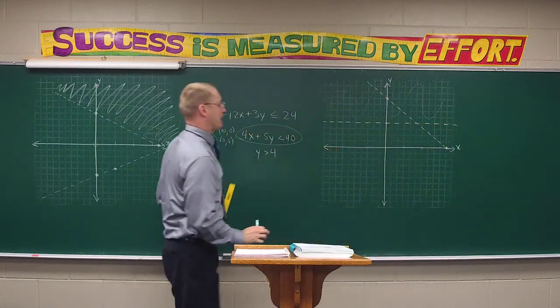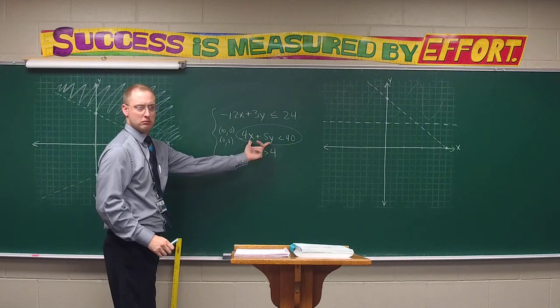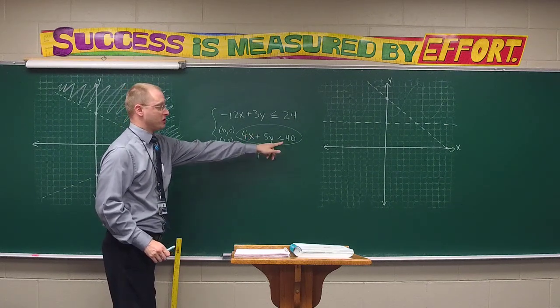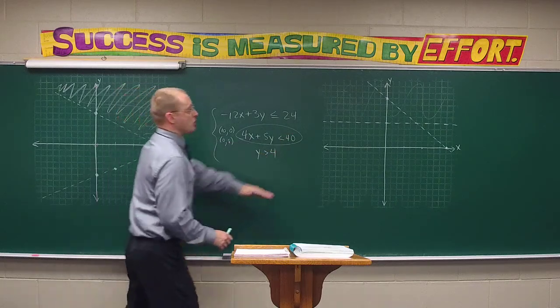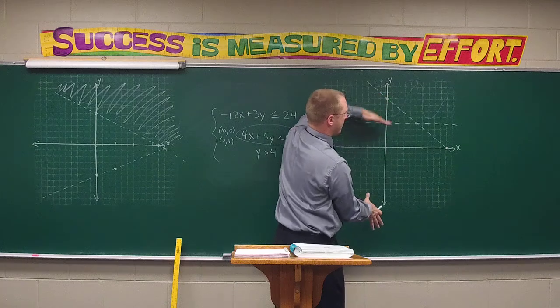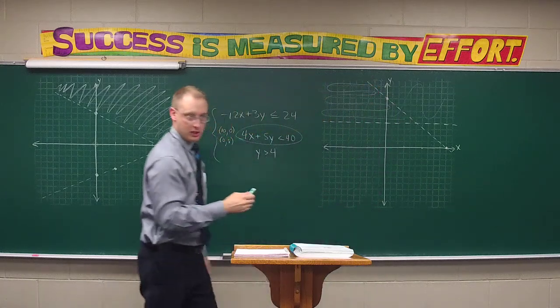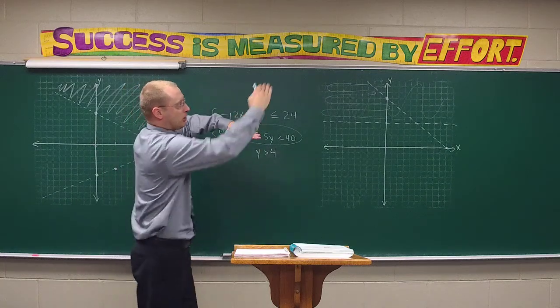And for this one, we're going to have to plug in the origin. Does the origin work, class? 0 plus 0 is smaller than 40? Yes. So the origin works. So everything below the line would work, right? Except it still has to be above this. So now we're down to this region here. Do you see that? Above the one line, below the other line.